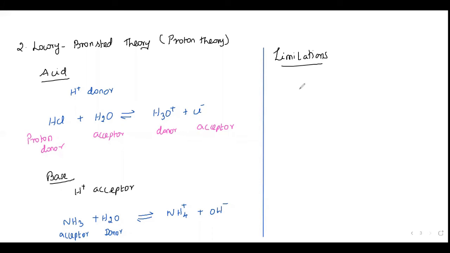So what are the limitations? AlCl3 behaves as acid, but it does not donate any H plus. Okay, AlCl3 behaves as an acid, but it does not donate any H plus. This is like a lot of compounds not satisfied by Lewis-Bronsted theory. Okay, in the Lewis-Bronsted theory, the conjugate acid base pair concept was introduced.